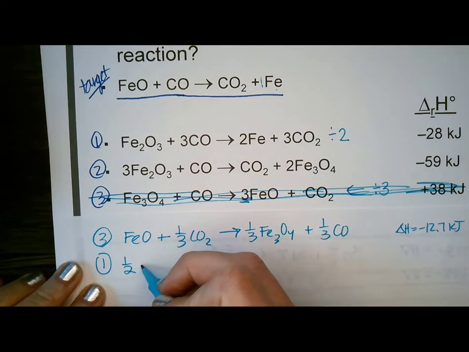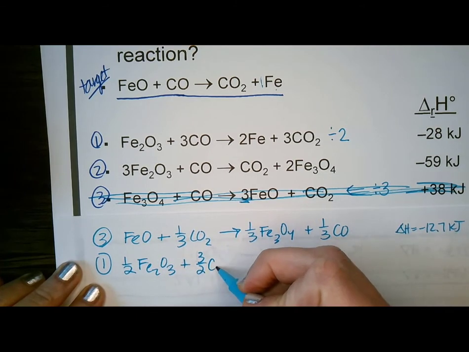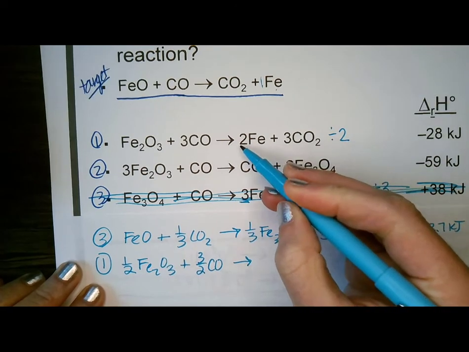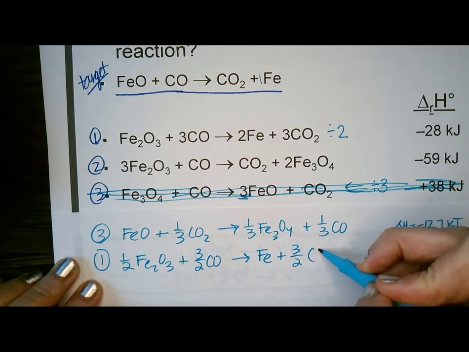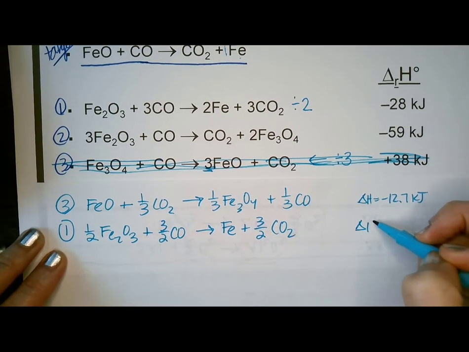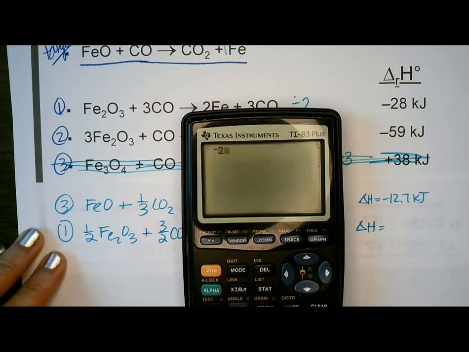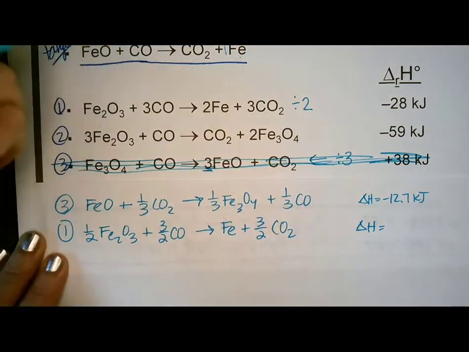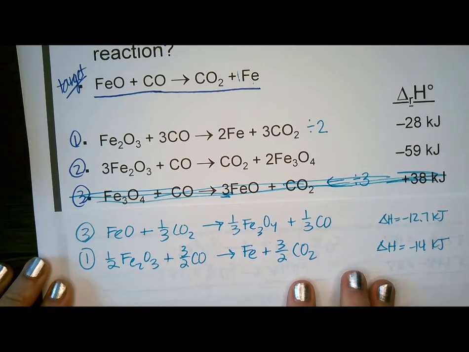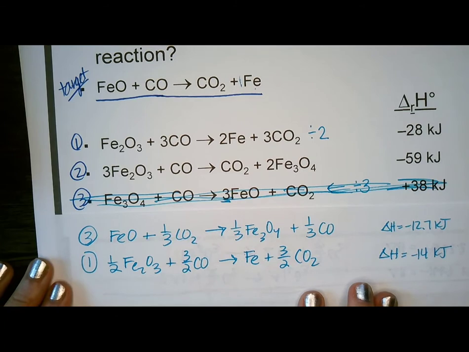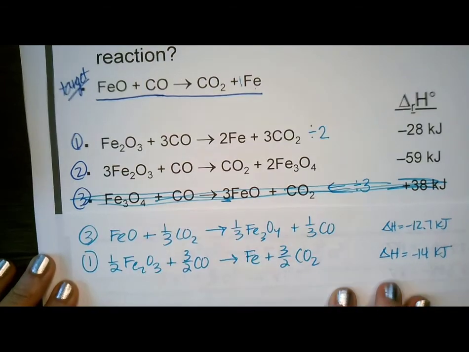So I'm going to have 1/2 of Fe2O3 plus 3/2 of CO to give me 2 divided by 2 is 1 Fe plus 3/2 of CO2, and that gives me a delta H of negative 28 divided by 2, negative 14. Oh, I should have known that. Negative 14 kilojoules. All right. Now, let's just leave reaction number 2 the way that it is and see what that gives us.